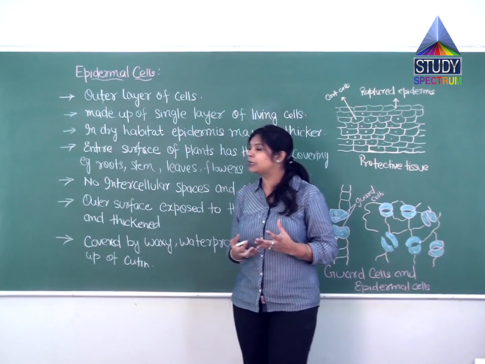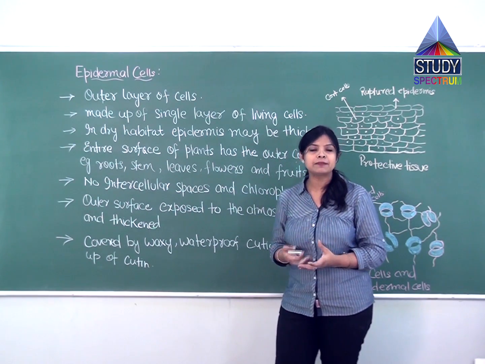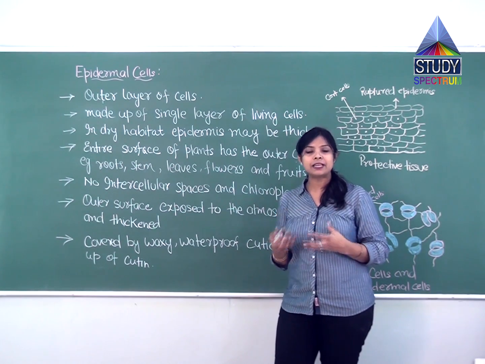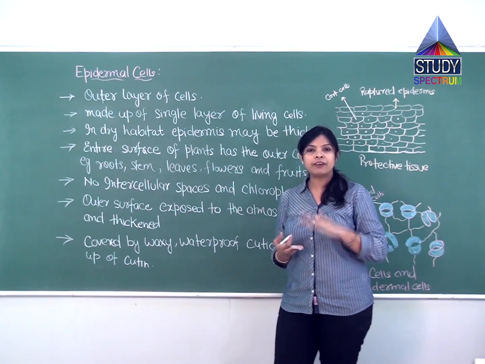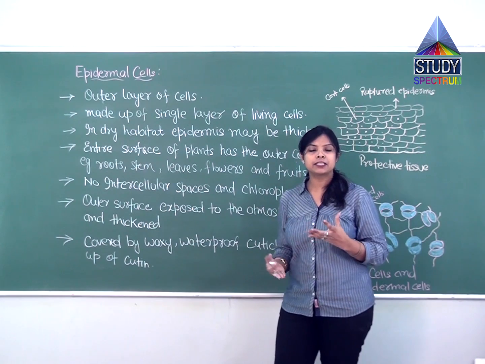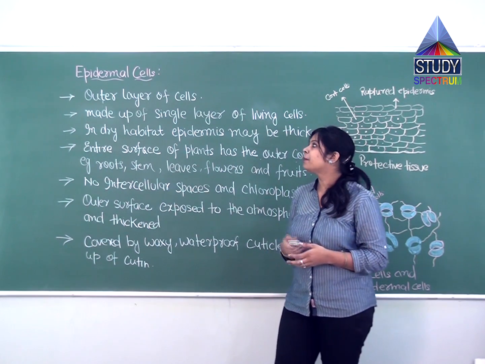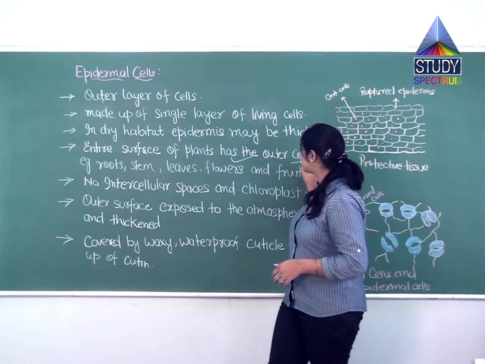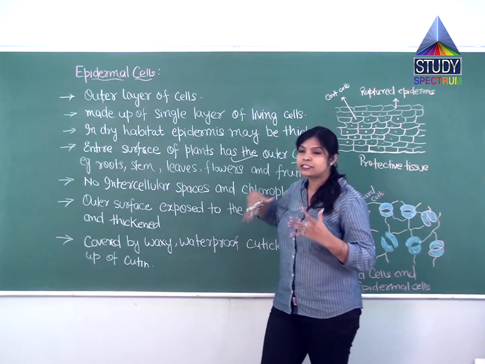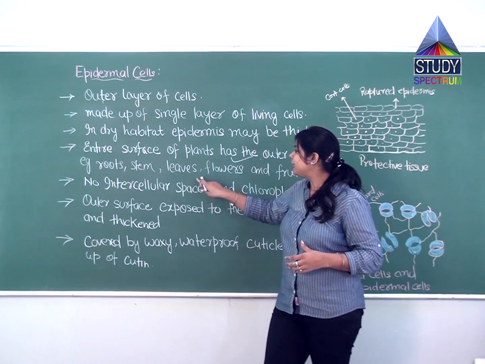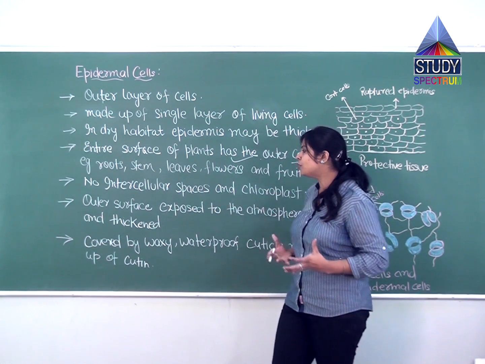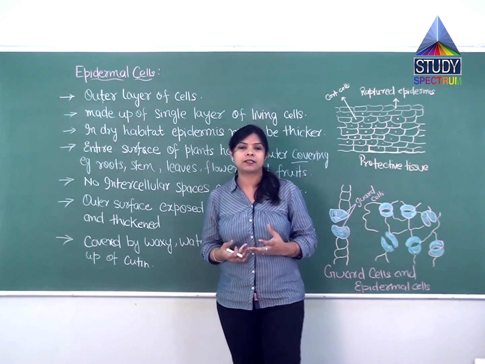That's why they are called the epidermal cells, and sometimes we also say surface tissue or protective tissue. Why surface tissue? Because it is the first layer of the plant and it is found on the surface of the plant. So the entire surface of the plant has the outer covering, whether it is root, stem, leaves, flowers and fruits. Other than this, no intercellular spaces and chloroplast.